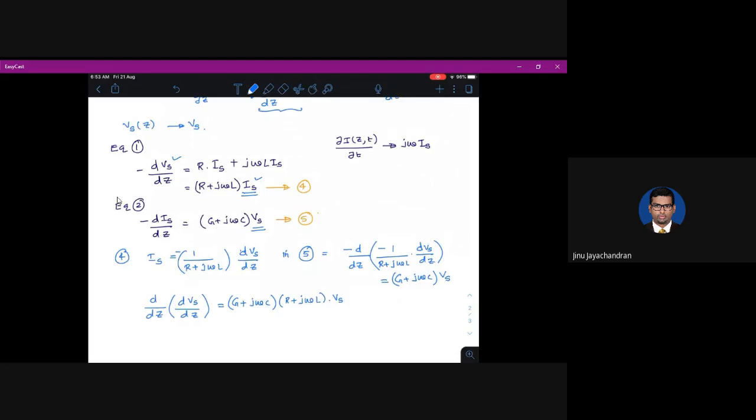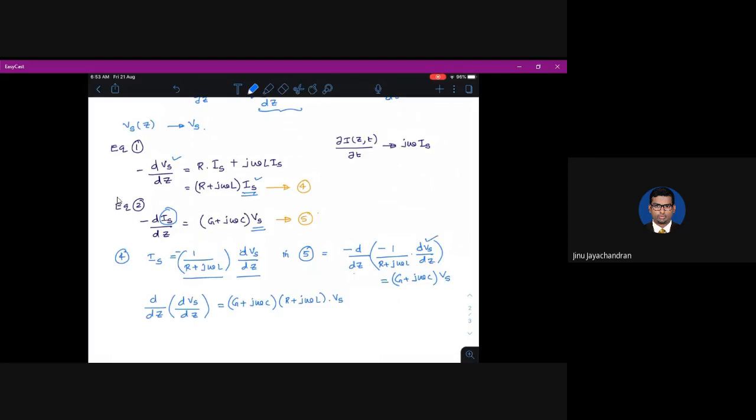Okay, so I can write Is from equation 4 as minus 1 by (R plus j omega L) into dVs by dz. I substitute this Is value in the equation where Is is there. So that is minus d by dz multiplied by minus 1 by (R plus j omega L) into dVs by dz.